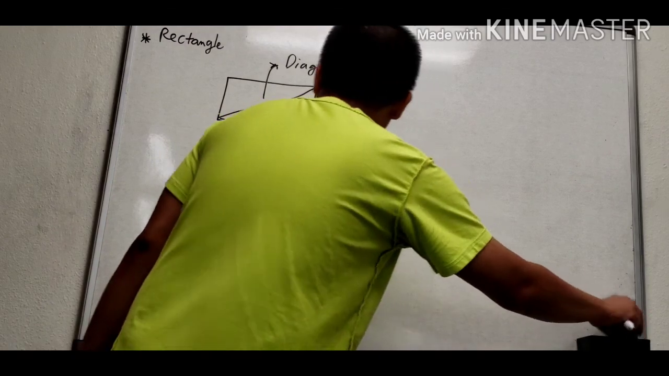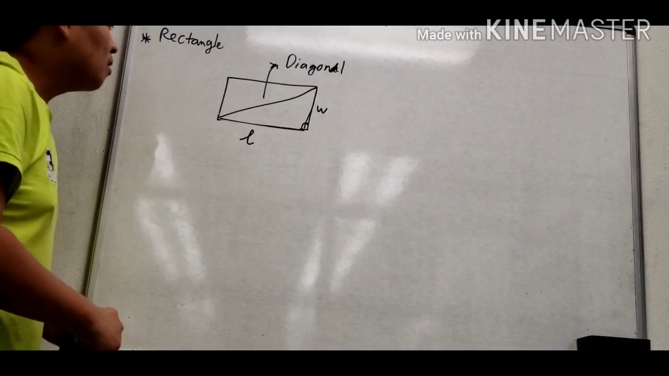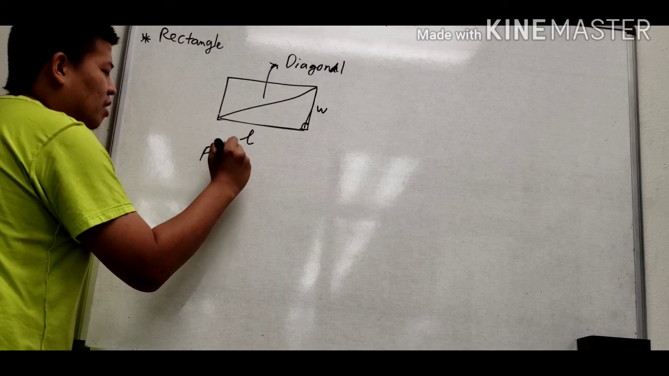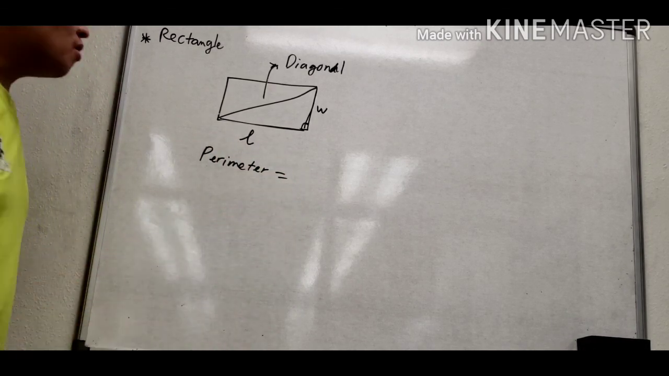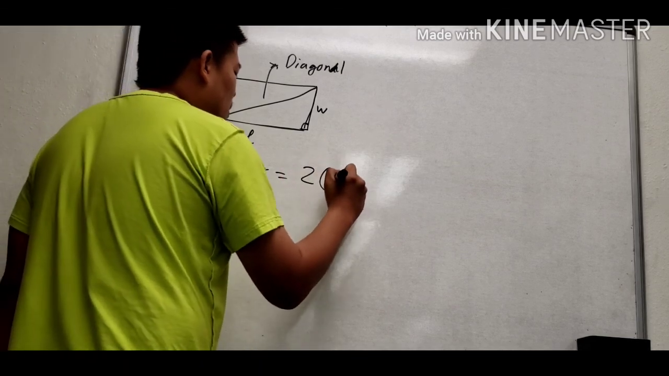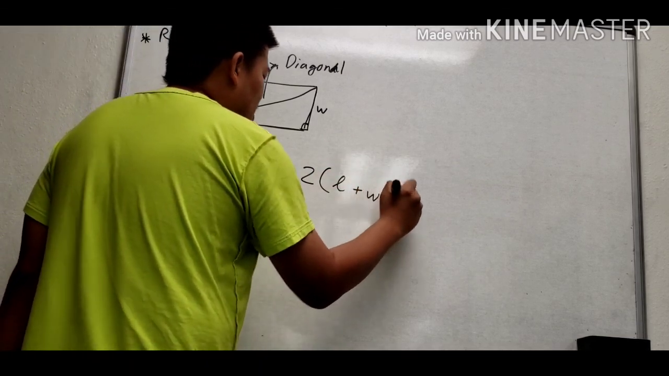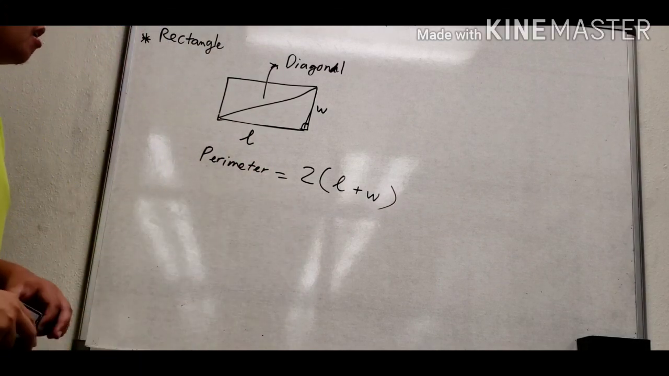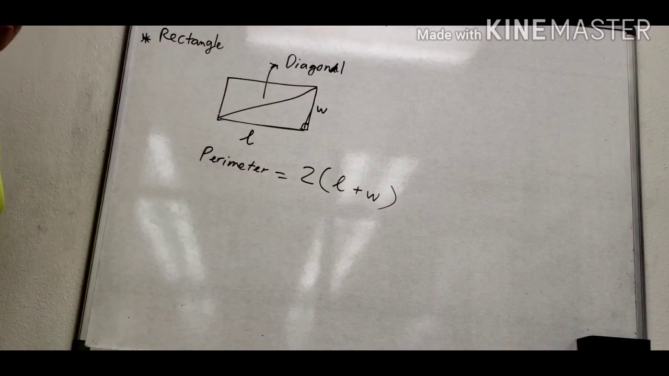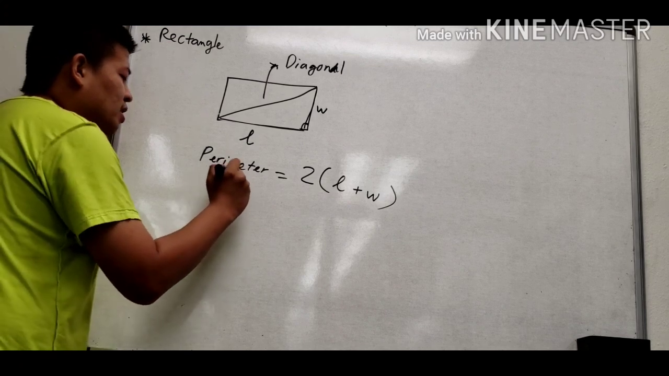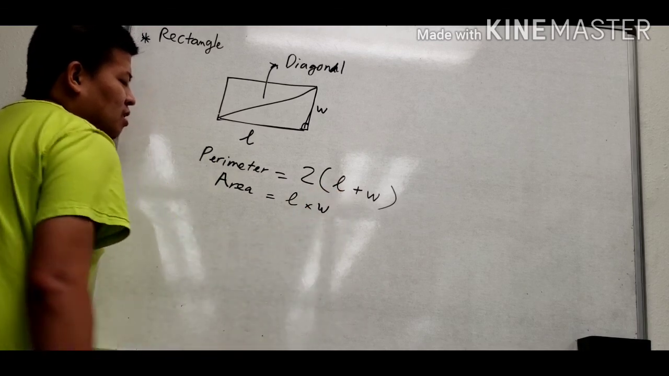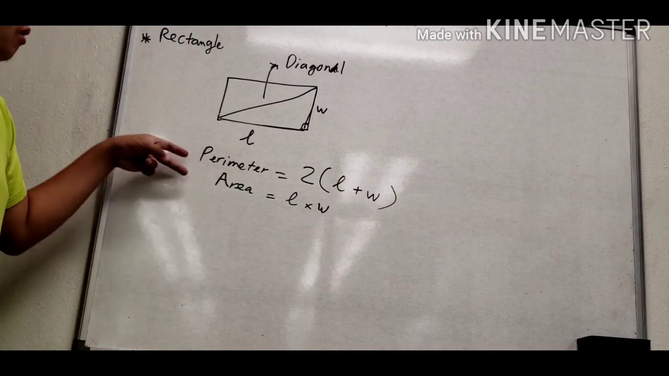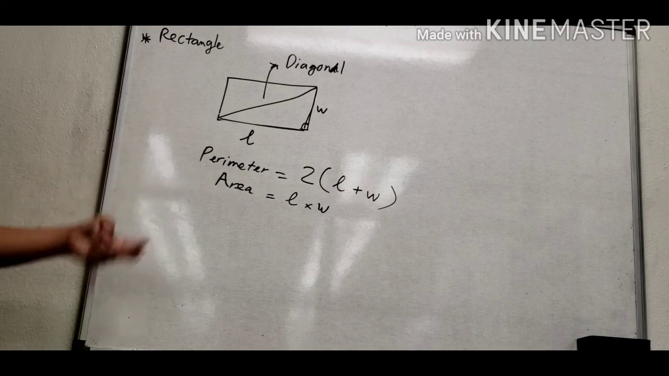The next thing we need to learn is the perimeter. The perimeter of the rectangle is 2 multiplied by length plus width. This is the basic perimeter of the rectangle, and the area of the rectangle is length multiplied by the width. That's why we need to learn these two formulas to calculate in the SAT math.